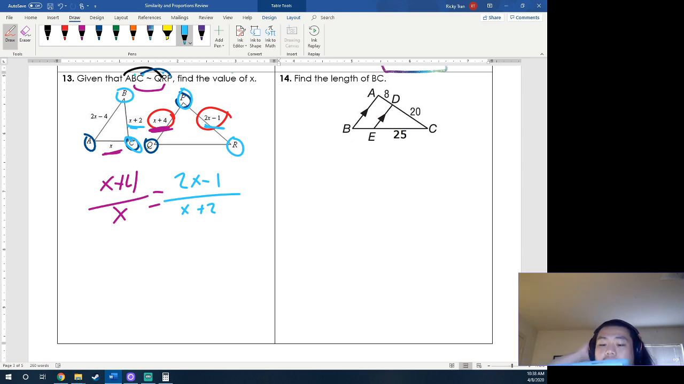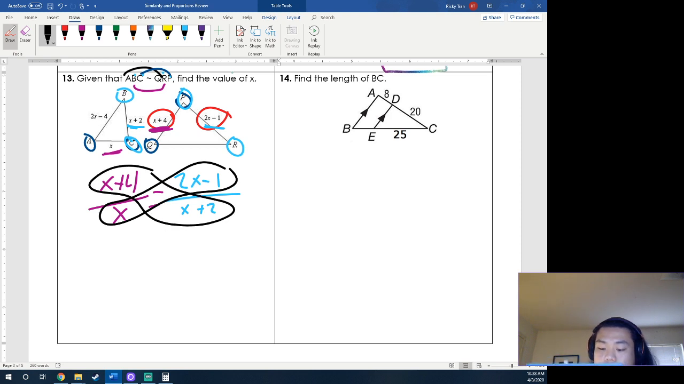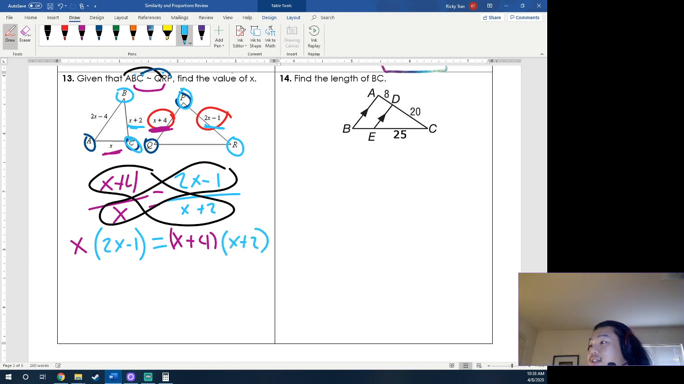Okay, so in here we're going to do this. So I'm gonna advance just a little bit. It's gonna be a little more difficult. I might need more room for this. Maybe I should just skip this. Nah, I'm not gonna skip it. It's fun to do this. All right, so we have x times 2x minus 1, and then we have x plus 4 and x plus 2.